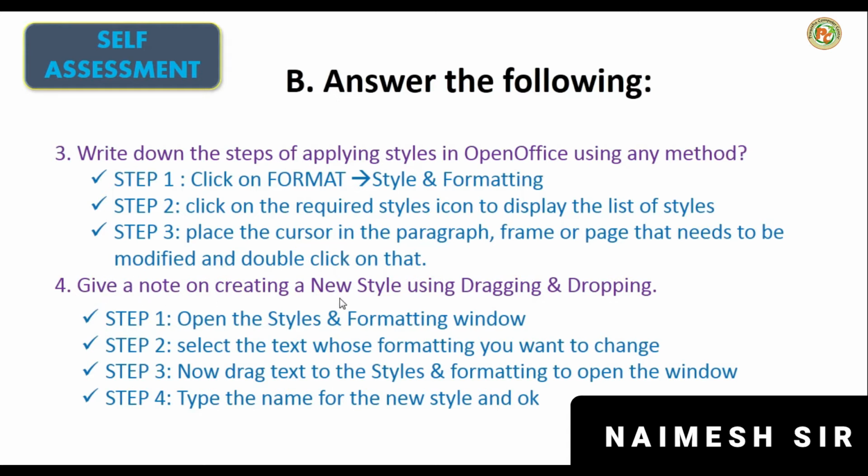Give a note on creating a new style using dragging and dropping. To do so, we have to open the Styles and Formatting window by pressing F11. Now select the text whose formatting you want to change, then drag the text to the Styles and Formatting window, and from there you can type the name of your new style and click on OK. So you can create your new style using the drag and drop method.